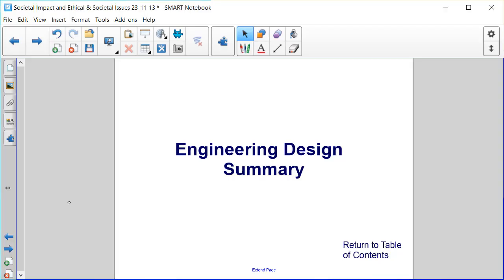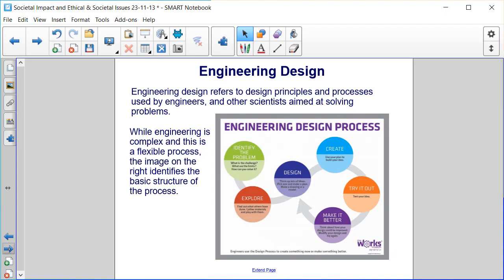Engineering Design Summary. Engineering design refers to design principles and processes used by engineers and other scientists aimed at solving problems.